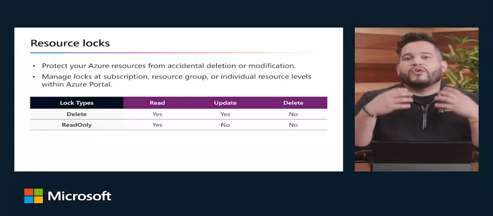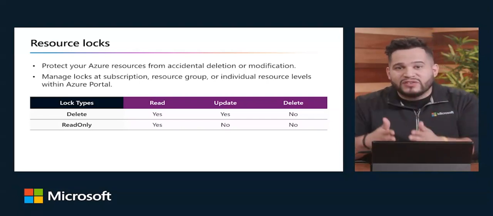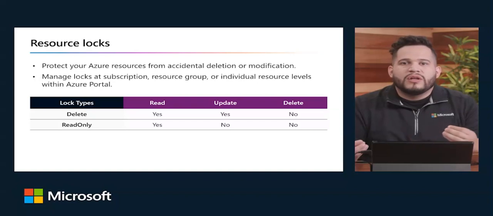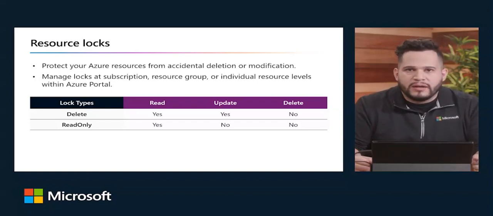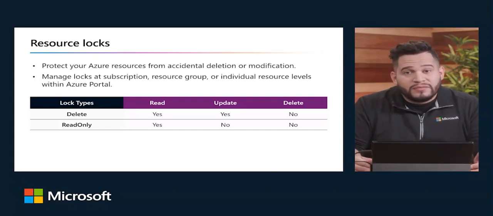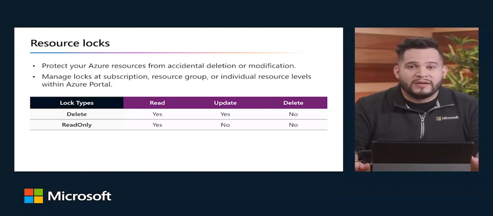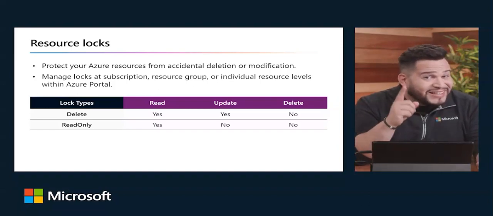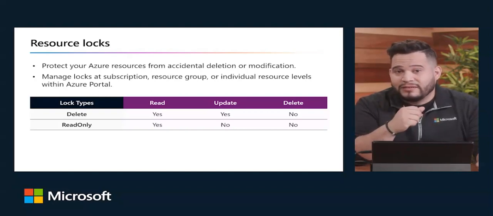So resource locks are a great way to protect yourself against any type of accidental deletion. Because the worst thing that could happen is, oh no, I didn't mean to do that, right? And unless you have backups in place, there's no undo button. So resource locks are put in place to prevent that. Think about it this way. You can't accidentally delete something if there's no option to delete.